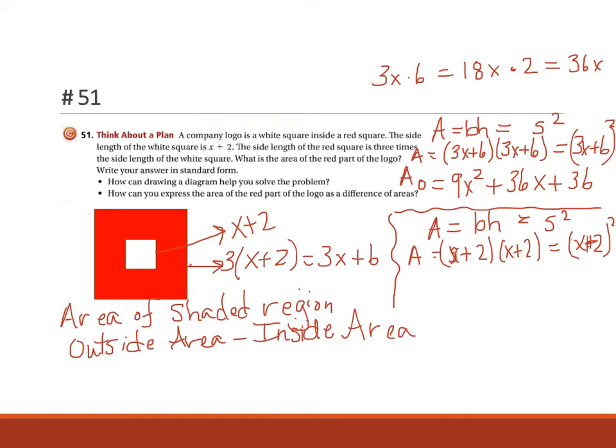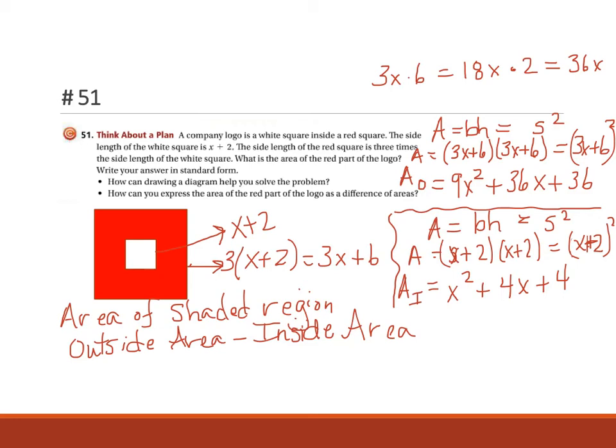Okay, so let's use the same technique. X to the second power is x squared. Multiply the two middle terms. X times 2 is 2x. Multiply that by 2, so that would give you 4x, and then square the last term. So the area of the inside, I'm going to write an A, and then a little I down here to show that that's the area of the inside, is going to be x squared plus 4x plus 4.